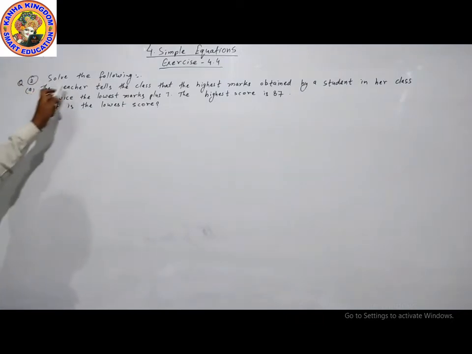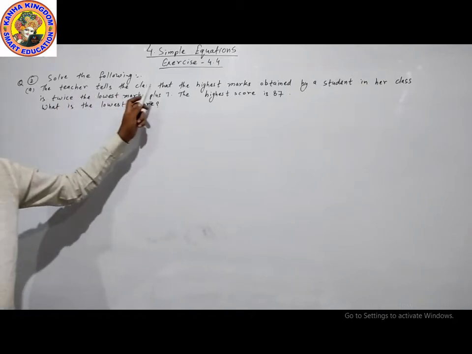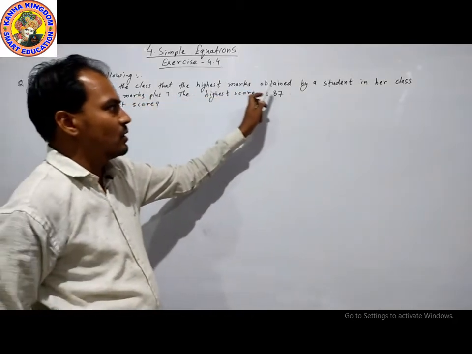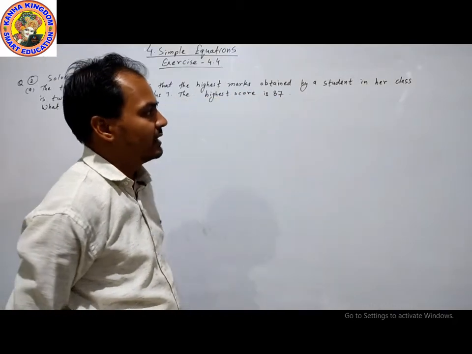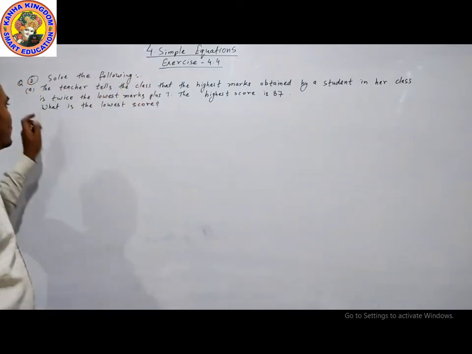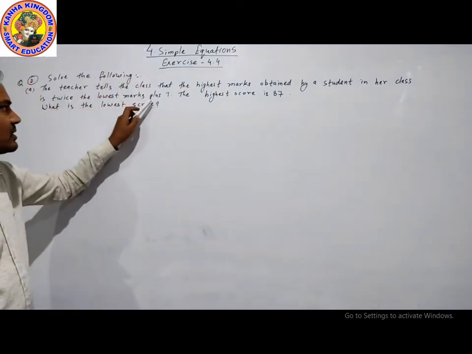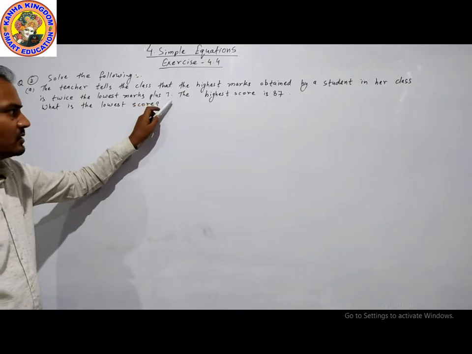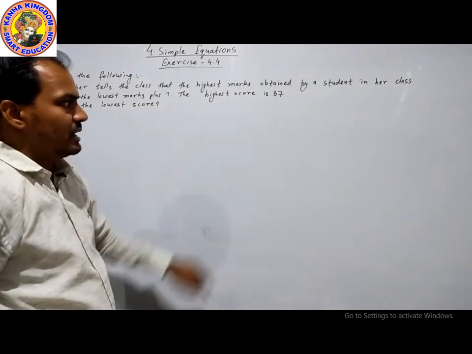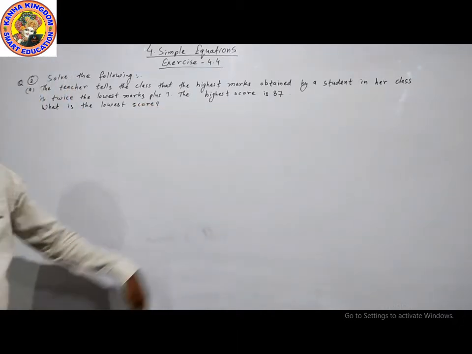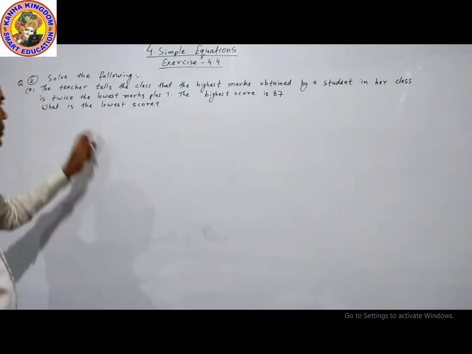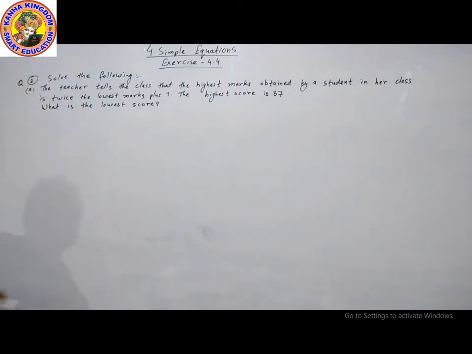Question number 2. Solve the following. First, the teacher tells the class that the highest marks obtained by a student in her class is twice the lowest marks plus 7. The highest score is 87. Then what is the lowest score? We will find the lowest score.